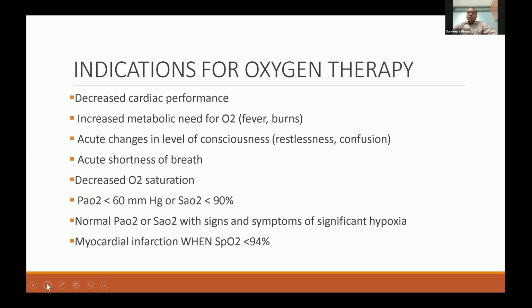You can also think of starting it when there is normal PO2 and SO2, but there are signs and symptoms of significant hypoxemia, which are peripheral hypoxemia. The patient may be confused for no other reason. Till you find out a reason, you can start them on oxygen therapy. Also, patients who have myocardial infarction with saturation less than 94%. Next slide, please.